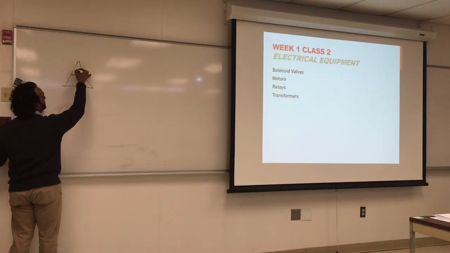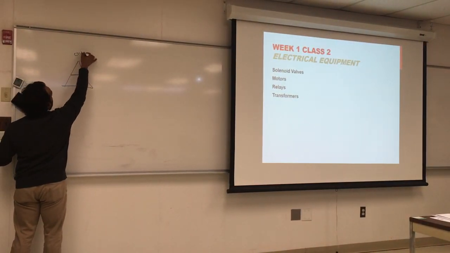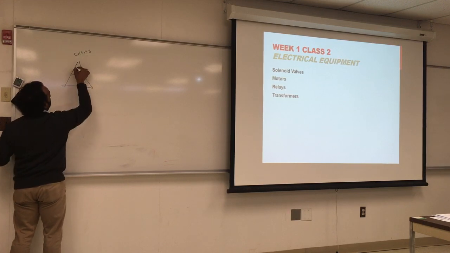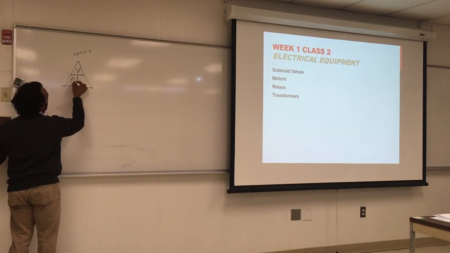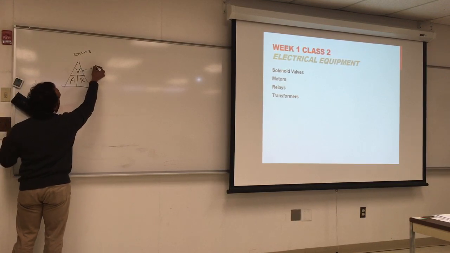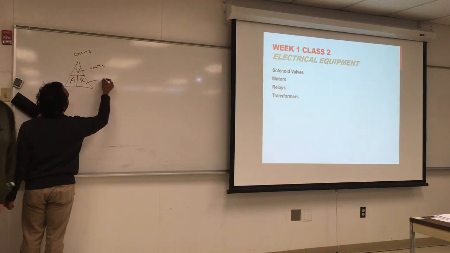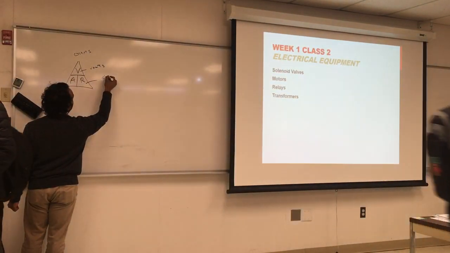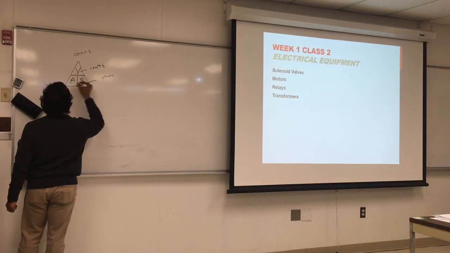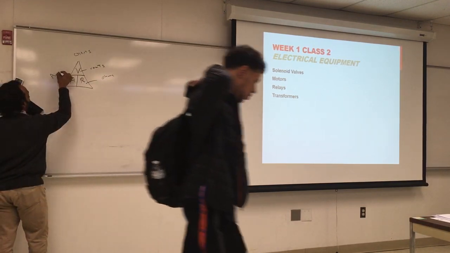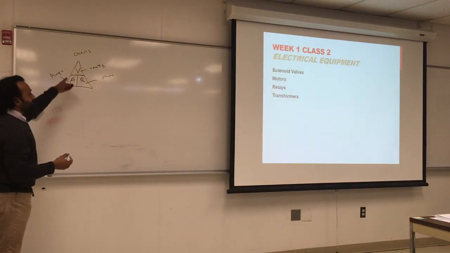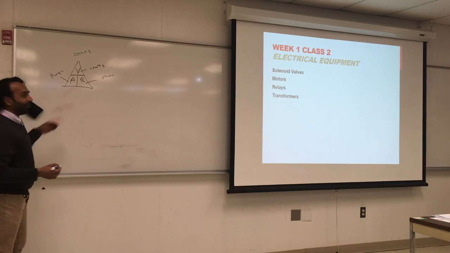Everybody, what's in the top? Voltage. Volts. And resistance. This is volts. This is ohms. Amps. From top to bottom, we divide.